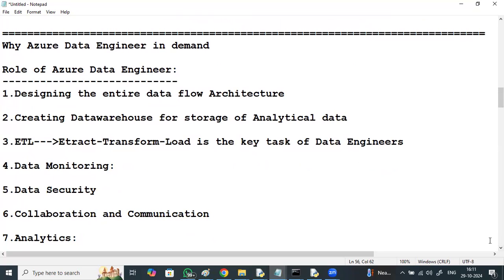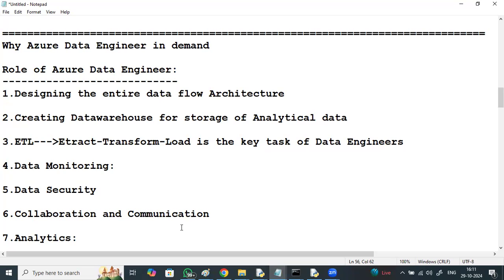So the role of Azure Data Engineer: designing the entire data flow architecture, creating data warehouse for the storage of analytical data. ETL, extract, transform, and load is the key task of Azure Data Engineer. Data monitoring, data security, collaboration and communication, analytics. What do you mean by data monitoring? Data engineers make sure that the ETL is performed in a proper way and data is available anywhere and everywhere where it is required.